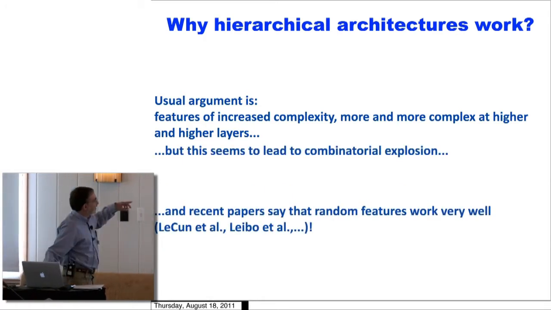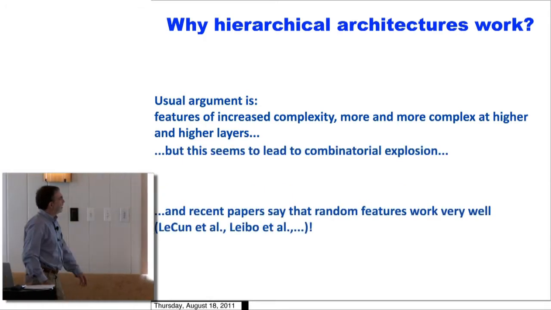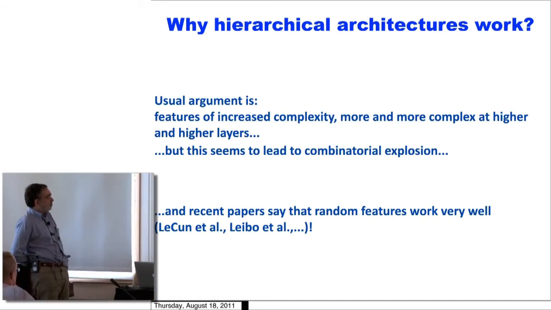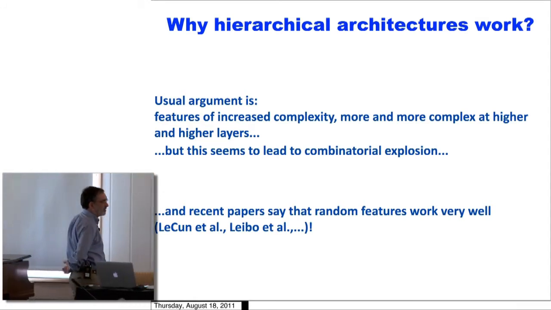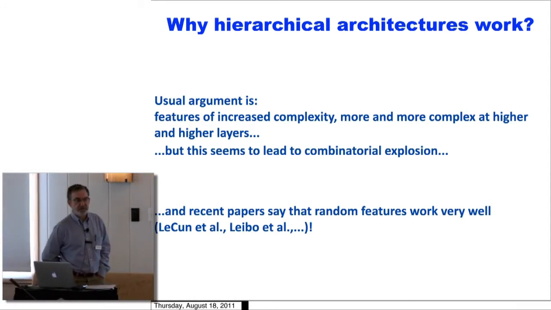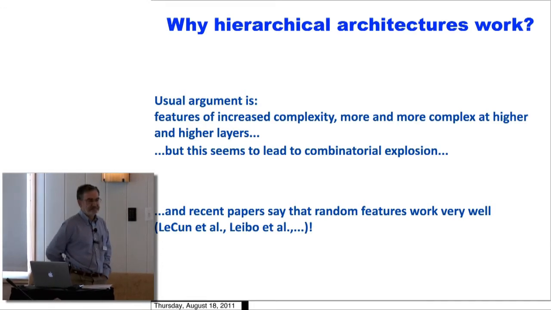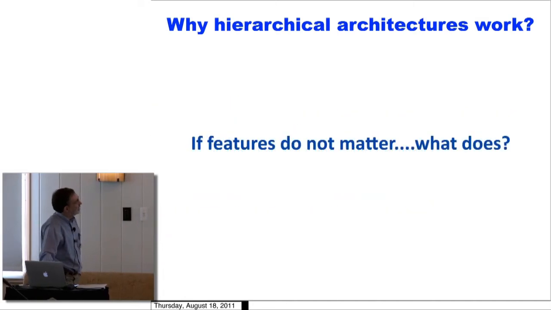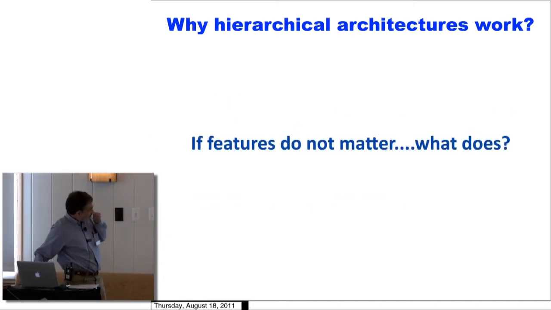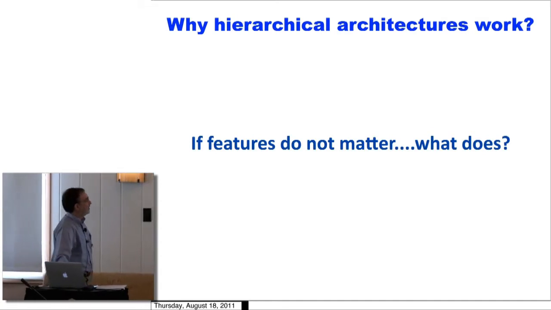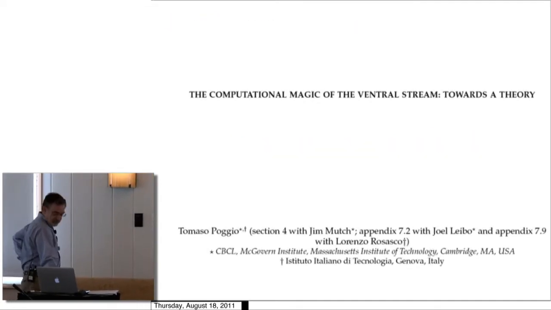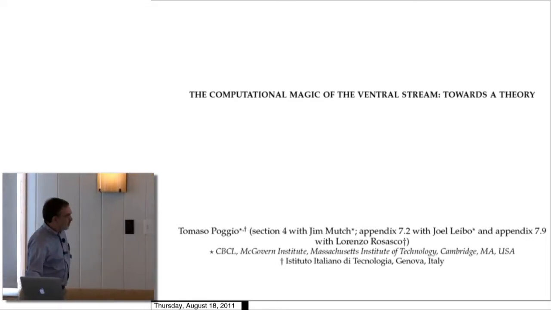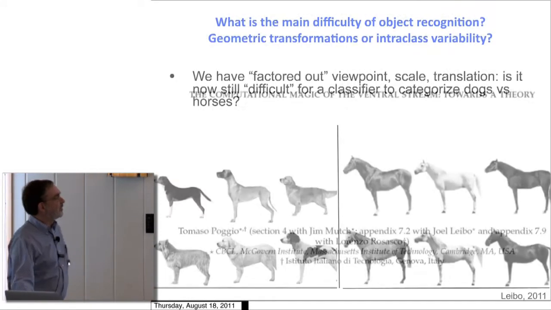And furthermore, recent papers, including Yann LeCun's, and also some work we did, Joel Leibo and my group, seem to suggest that if you replace the S2 features that we learn from natural images with random features, basically the system still works. Okay? So features do not matter. What does? Okay. All right. So there are a few people involved here. More to come. You are welcome to help if this turns out to be interesting.